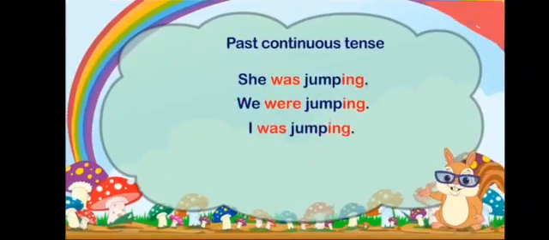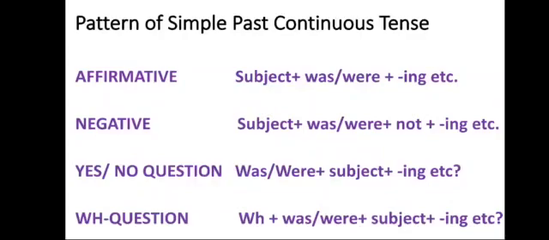A few examples of simple past continuous tense: she was jumping, we were jumping, I was jumping. Now let us look at the pattern of simple past continuous tense. In affirmative sentences, we use subject plus was or were plus the ing form of the verb and etc. Was and were will be used according to the subject. If the subject is singular, we use was. If the subject is plural or you, we use were.